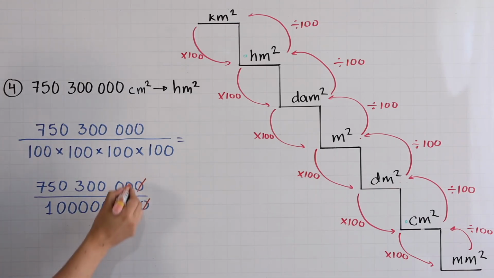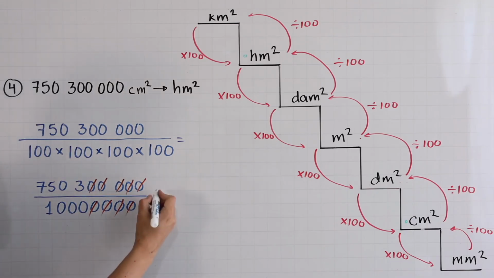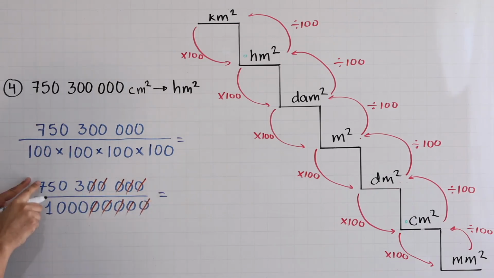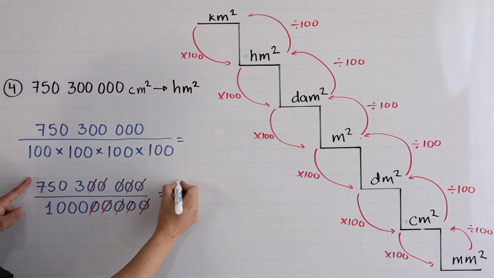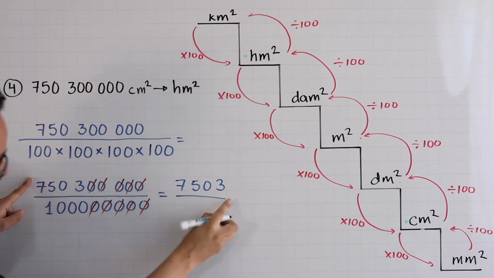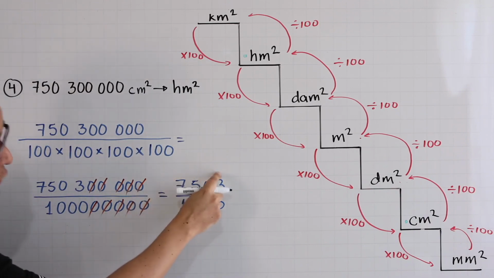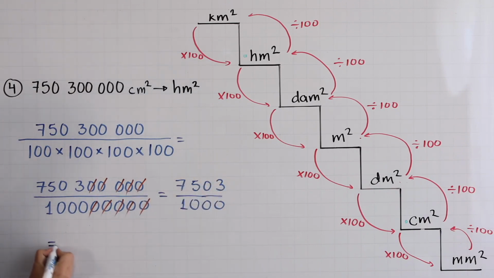Remove 1 zero from the top, then 1 from the bottom, alternating each time. Pair this one with this one and continue. Now I can't cancel any more zeros. So the operation I'm left with is 7,503, right? And this is divided by what? Well, by 1,000. And well, this is already simple, right? Because 7,503 divided by 1,000, you'll agree with me, is the same as 7.503.